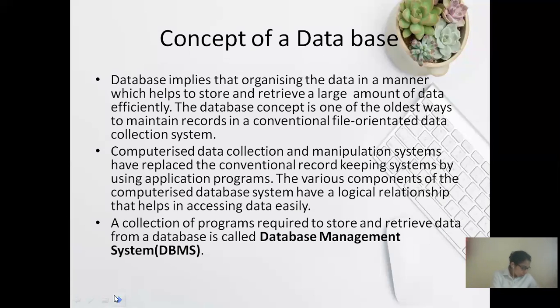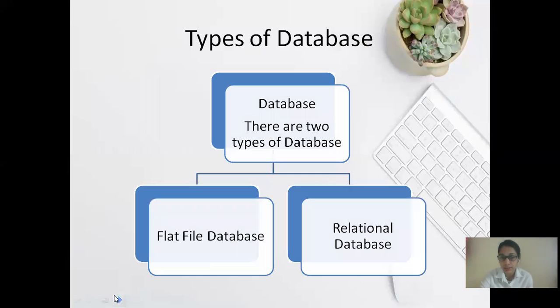For example, I maintained my timetable once, and I made a mistake. So I used a whitener in it, but it still did not look good. When I make a mistake and cut it, it doesn't look neat and tidy. In a computer, I can change the data easily. When a collection of programs is used to store and retrieve data from a database, it is called a database management system, that is DBMS.